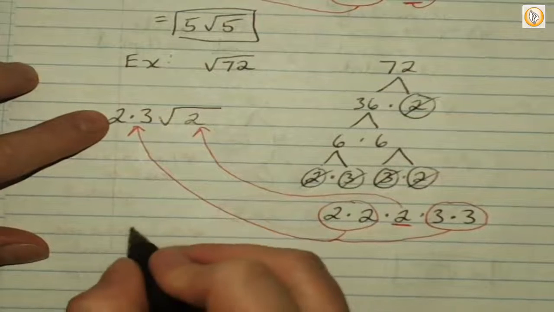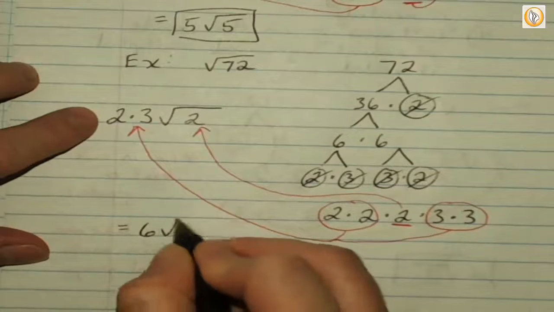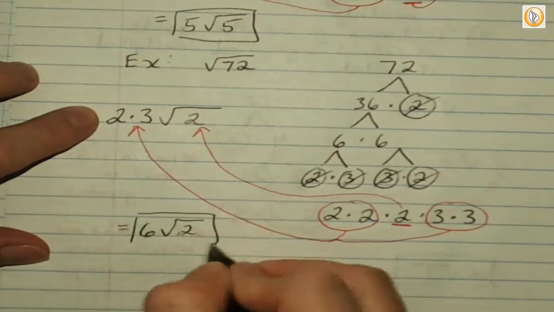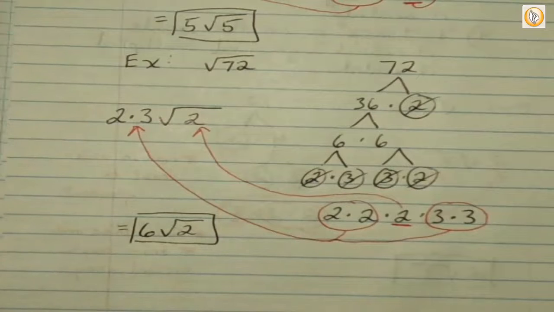2 times 3 is what? 6. So it's 6 times square root of 2. Wait. Okay, I'll wait. 2 doesn't have a square root. Wouldn't it be 1? No, 1 times 1 is not 2. That's okay. I get what you're thinking. Any questions so far?